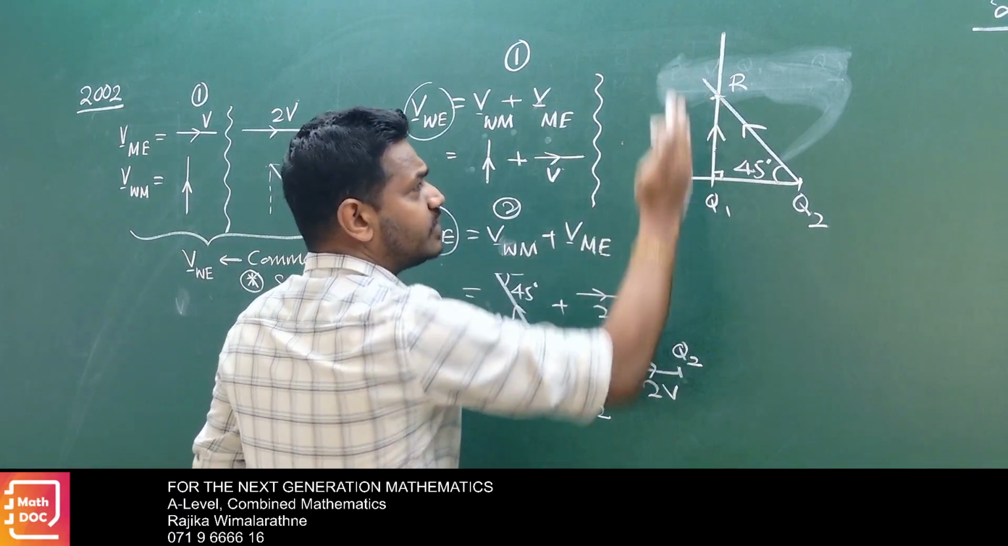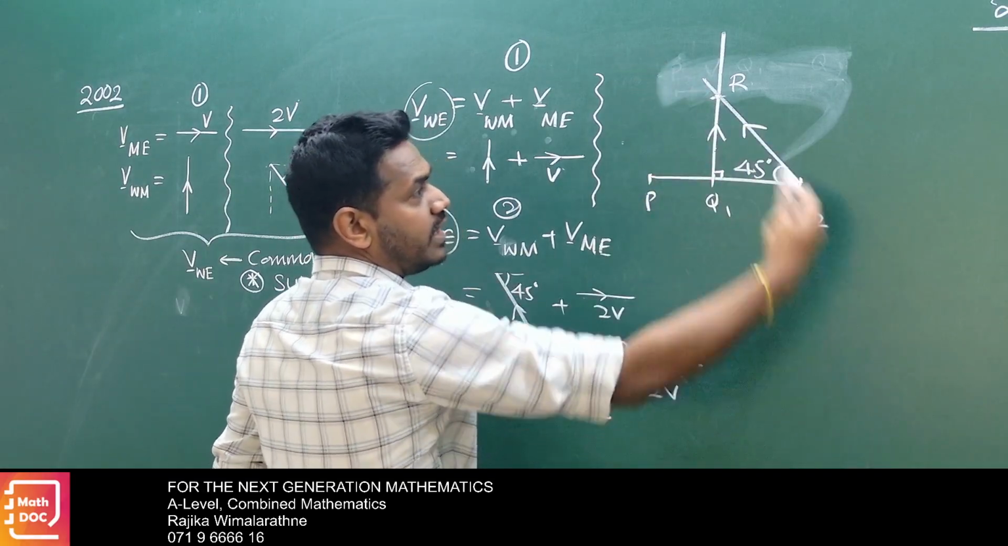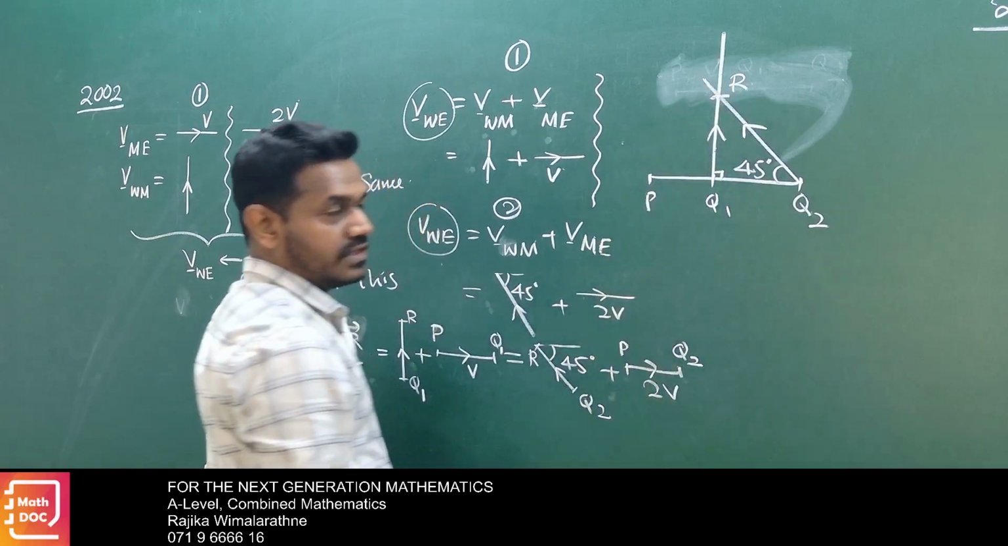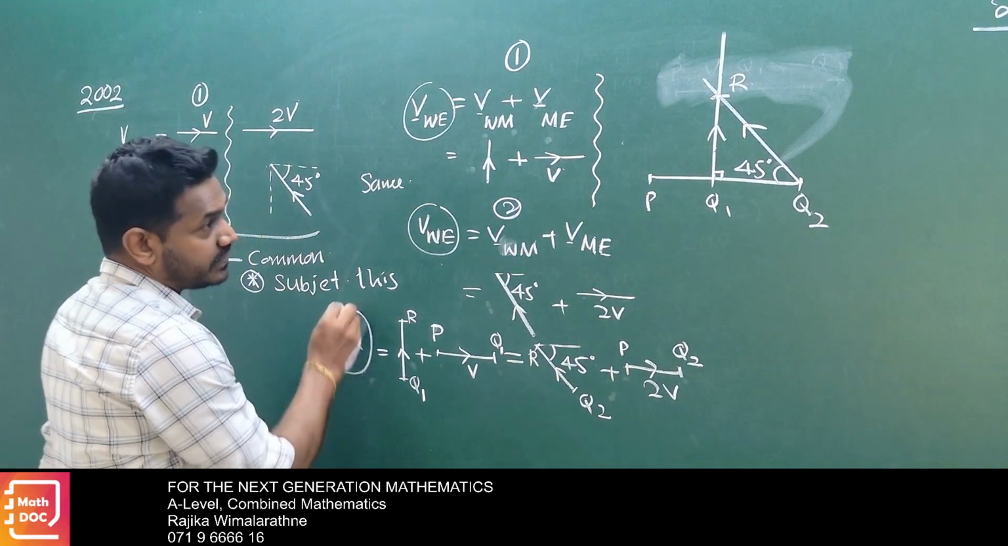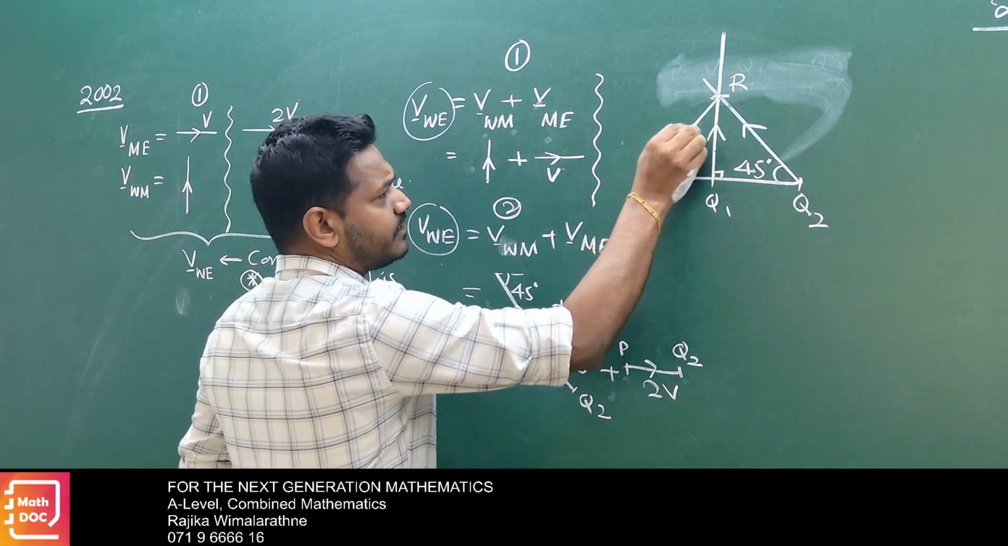Here previously Q1R was due north, now Q1R is northwest. Therefore, this intersection will be the common R point. Therefore, the resultant is PR, no? The resultant is PR.